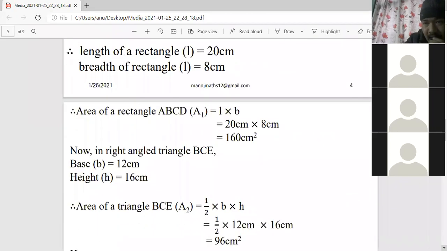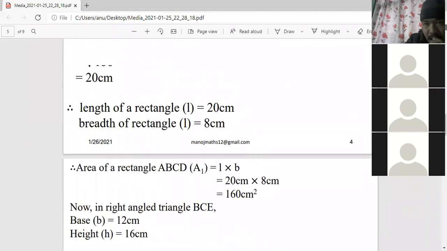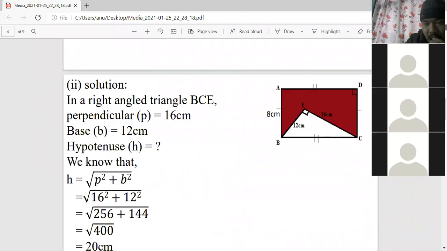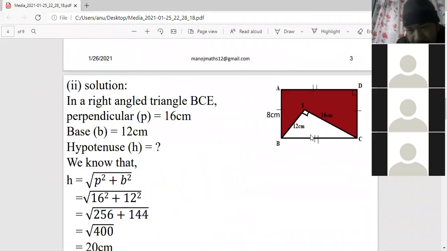What is the reference angle? Sorry? Reference angle. If there is no reference angle, then we don't take the perpendicular and base on a definite one. We can choose any one as perpendicular, then the next will be base. Okay, but the hypotenuse will be fixed. The 90-degree opposite side is the hypotenuse, fixed.